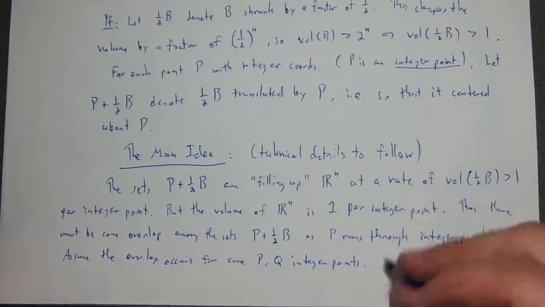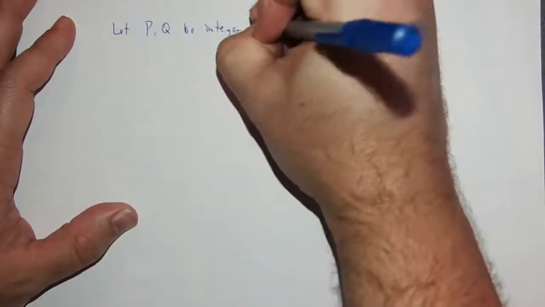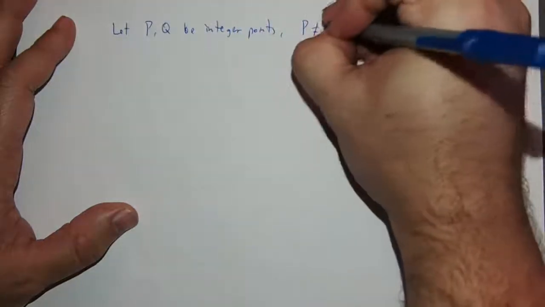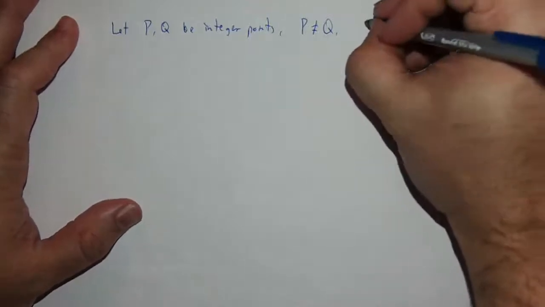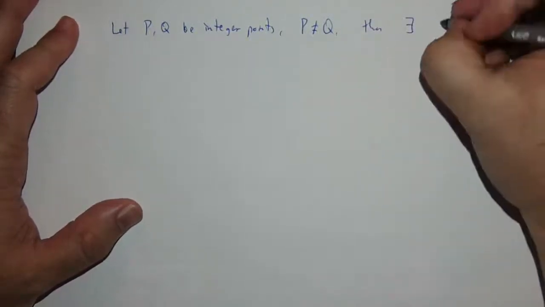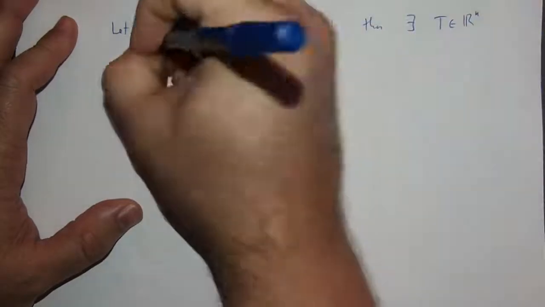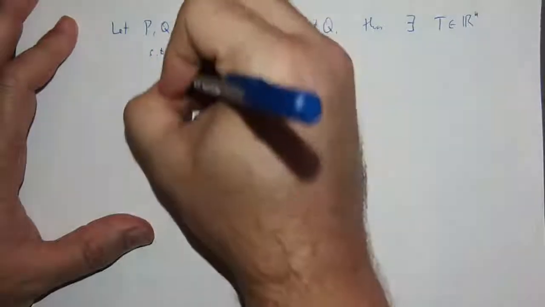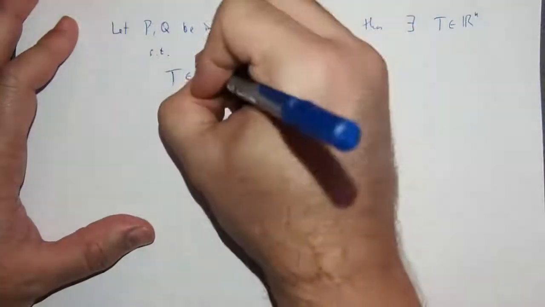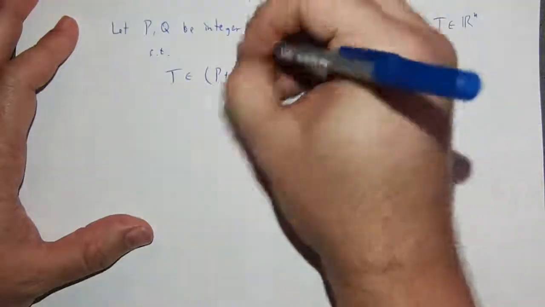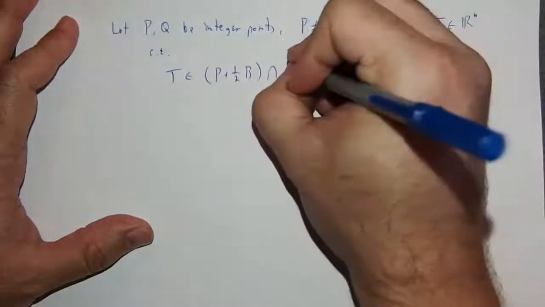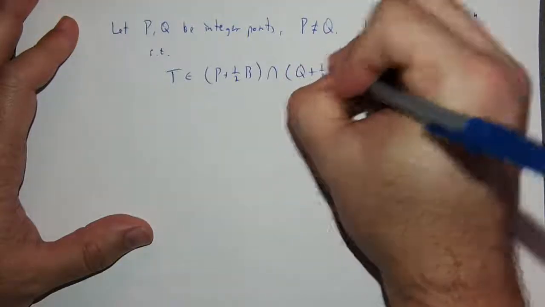Let's start on a fresh page. So let p, q be integer points, p not equal to q. Then there exists a t in Rn such that t is in both of those sets. So t is in the overlap of the sets P plus 1/2 B and Q plus 1/2 B.